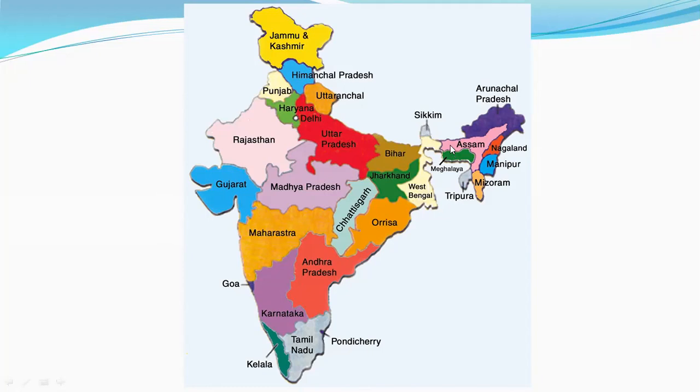Assam, Arunachal Pradesh, Itanagar. Nagaland, Kohima. Manipur, Imphal. Mizoram, and Tripura. Right. So this is what you can consider.